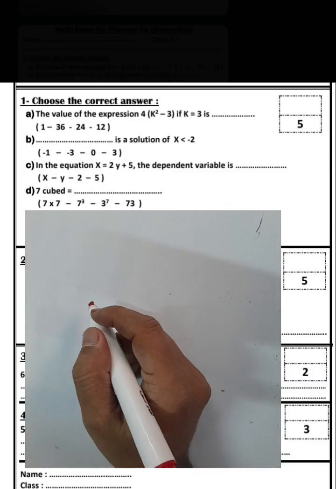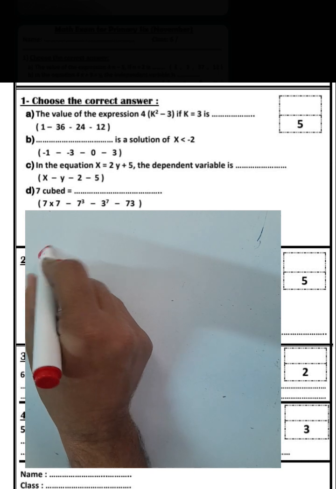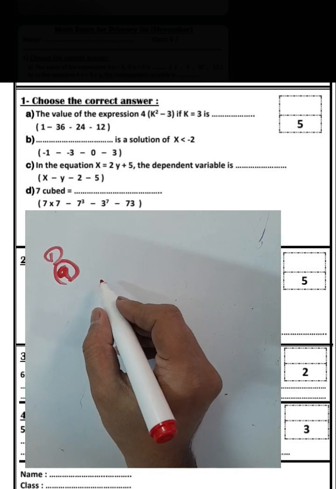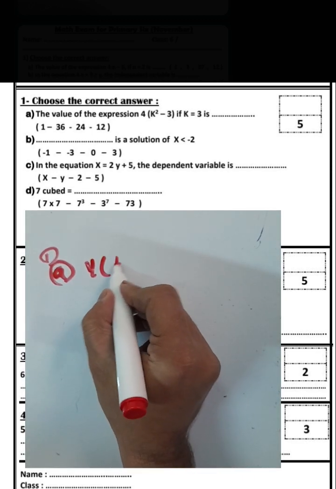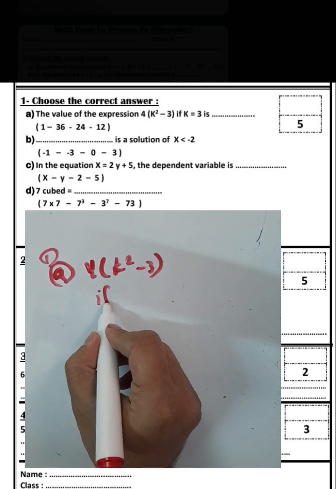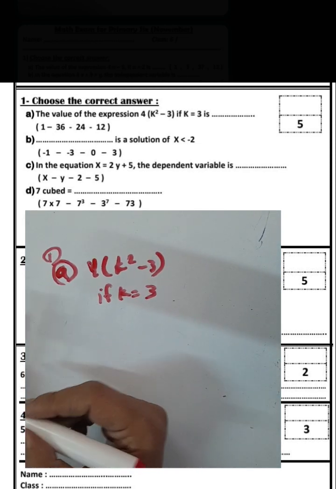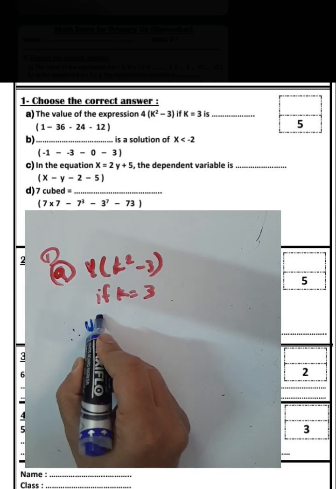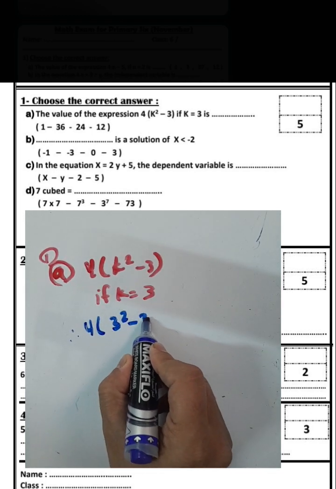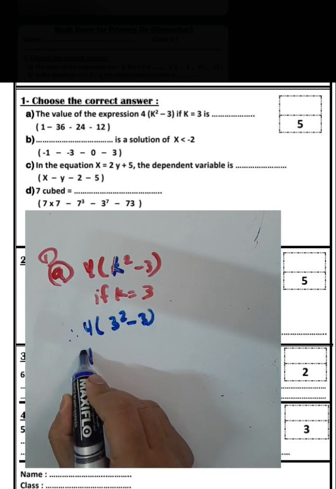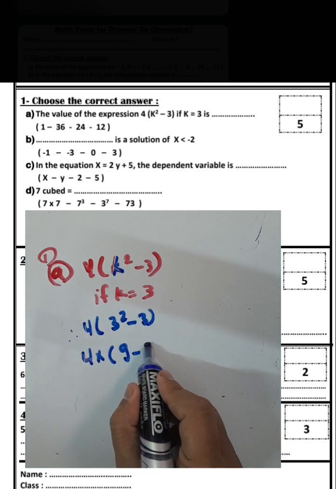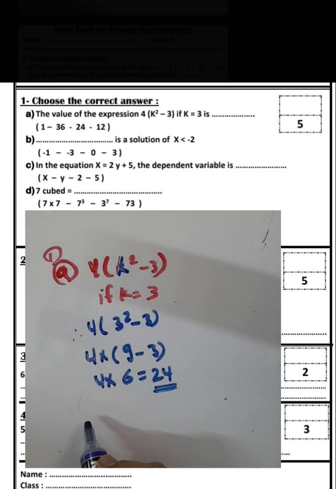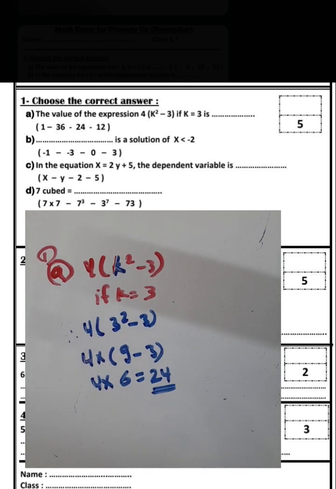Read with me the examples again. Here, number 1, another exam. Question number 1, letter A: what is the value of the expression 4 multiplied by k power 2 minus 3 if k equals 3? If k equals 3, then the value will be 4 multiplied by 3 power 2 minus 3. 3 power 2 is 9, then 4 times 9 minus 3 is 6, and 4 times 6 equals 24. Okay, choose 24 for number 1.